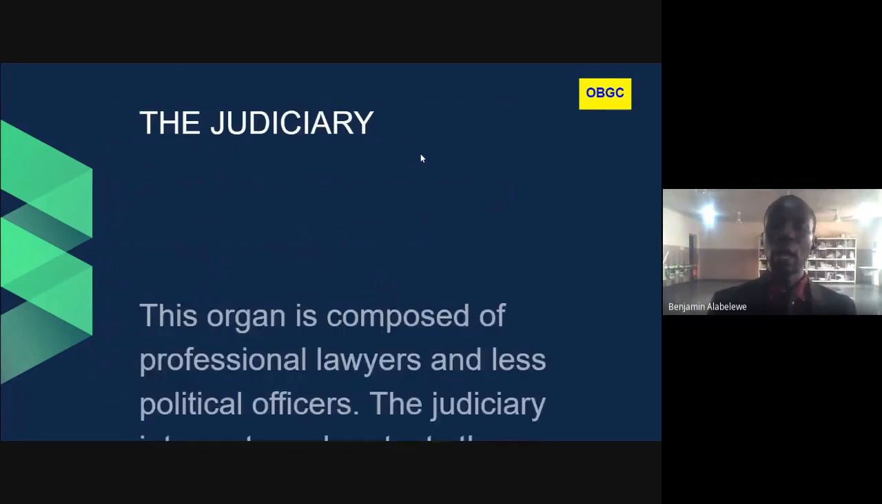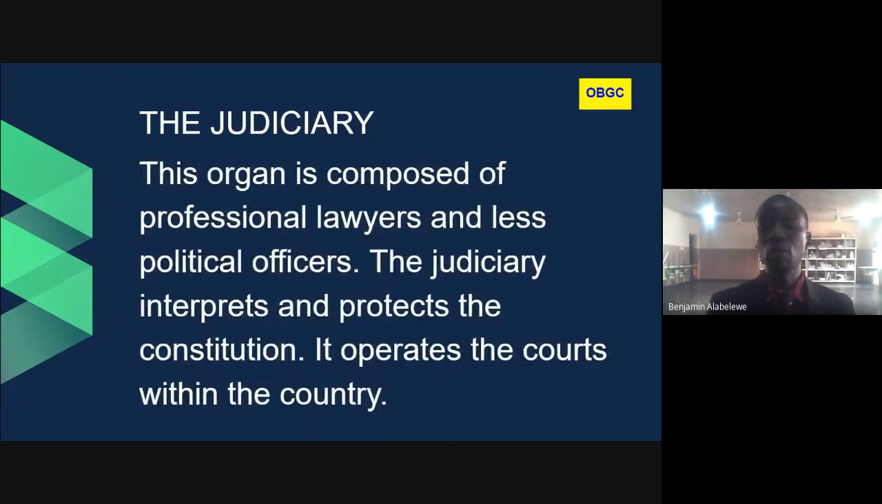And then the third arm of government, or the third branch, or the third institution of government, is the judiciary. This organ is composed of professional lawyers and less political officers. They have the primary responsibility of interpreting or adjudicating the laws. They protect the Constitution. They make the laws lucid to the people, clearer and understandable to the people. Okay? They remove the ambiguities in the law. So, the judiciary operates the courts within the country.